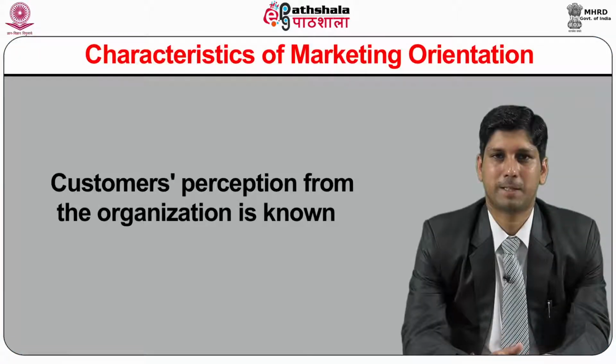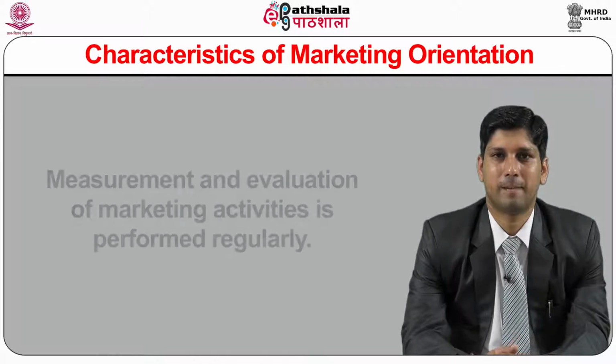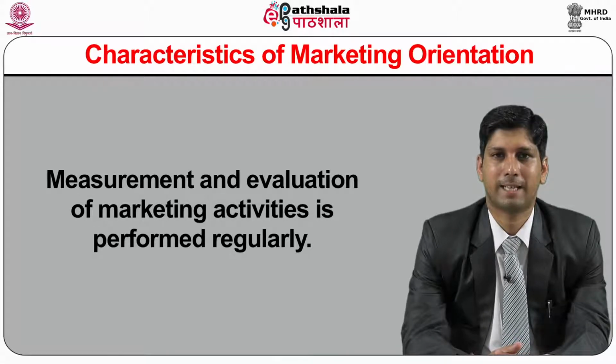Characteristics of marketing orientation. Understanding the needs of customers is the first priority, and this is a continuous concern. Frequent reviews are made of strengths and weaknesses relative to competitors. Marketing research is a continuous activity which is assigned a very high priority by the organization. Customers' perception of the organization is known. Long-term planning is a very important process. Measurement and evaluation of marketing activities is performed regularly.